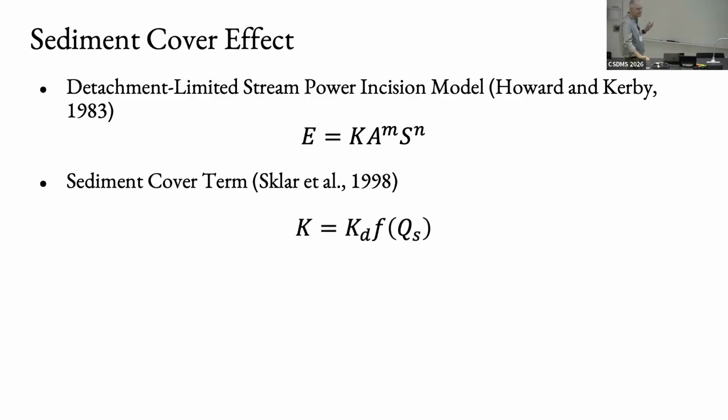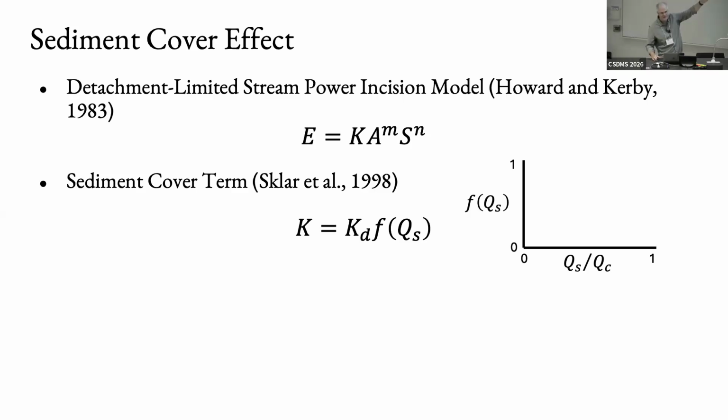Then in about the late 90s, people started worrying about the role of sediment, inspired by Gilbert's early work and some of Alan Howard's early work as well, to recognize that the coefficient of erosion is actually a function of the sediment flux. This f of Qs, Sklar proposed that as you go across that slider, from sediment flux near zero, where the sediment capacity is much higher than the sediment supply, to Qs over Qc equals 1, where we get to transport limited, you would just have a linear decline. So the more sediment there is, the more it's inhibiting erosion, okay?